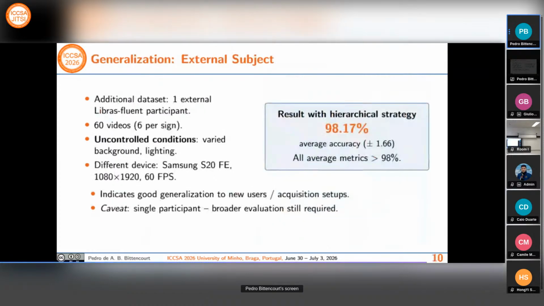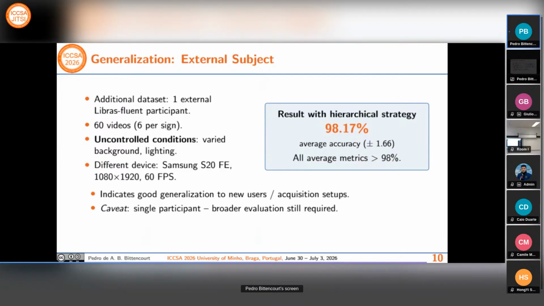We also conducted an additional experiment to evaluate generalization. An external participant fluent in Libras, but not included in the original dataset, recorded 60 videos, 6 per sign, under controlled conditions, using a different device and specifications. Despite this difference, the hierarchical strategy achieved an average accuracy of 98.70% with all metrics above 98%.